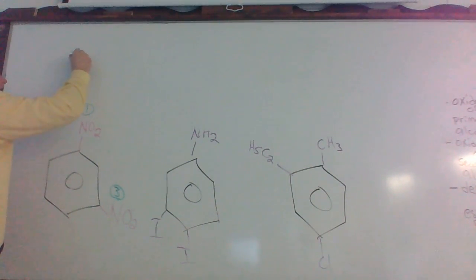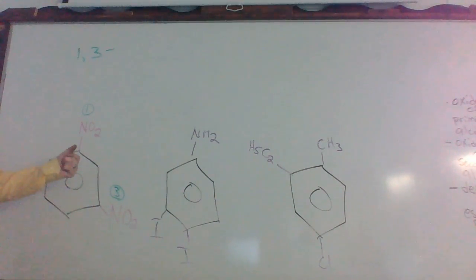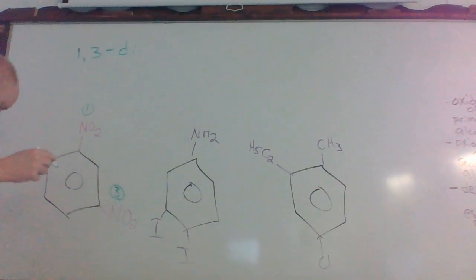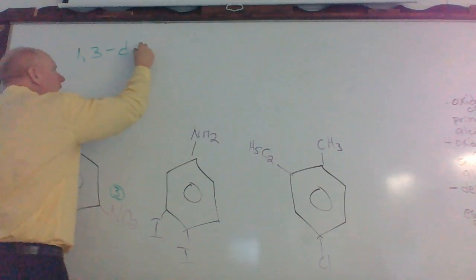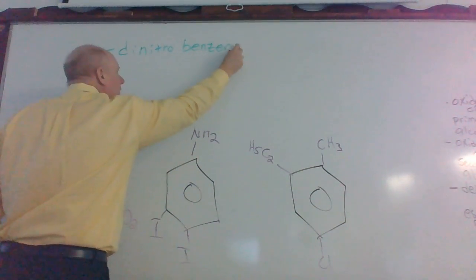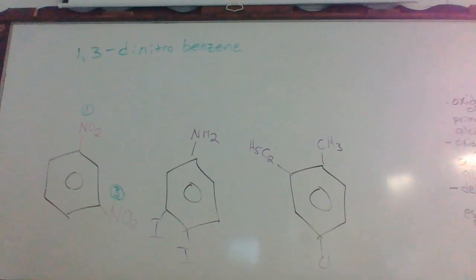So we've got 1, 3 dash what? No, there's no abbreviations for these. They have to be common names. Okay, so di, you're right. And what type of group did we say these were? 1,3-dinitrobenzene. Okay. That's correct. Yep.